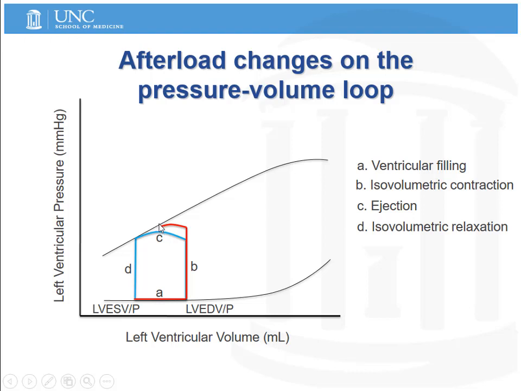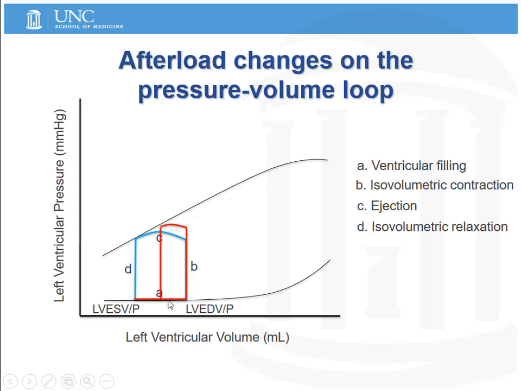Once the sarcomeres have shortened as much as they're able to and the ventricle begins to relax, the pressure in the ventricle drops below the pressure in the aorta, causing the aortic valve to close. The ventricle continues to relax during isovolumetric relaxation until the pressure in the ventricle drops below the pressure in the atrium, when the mitral valve opens and filling can begin again.